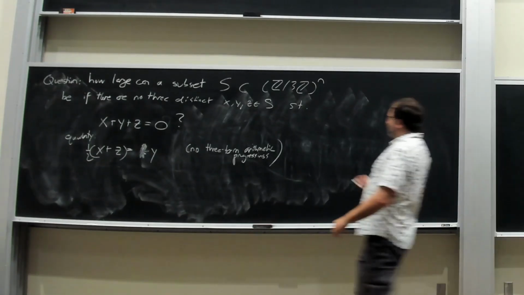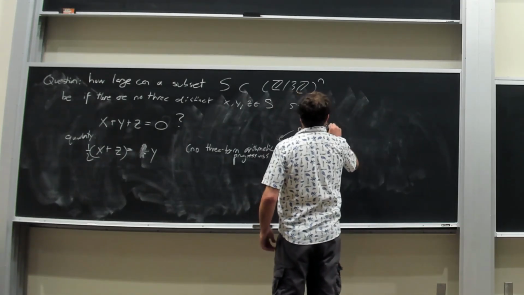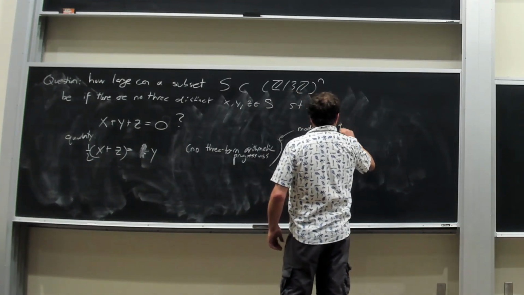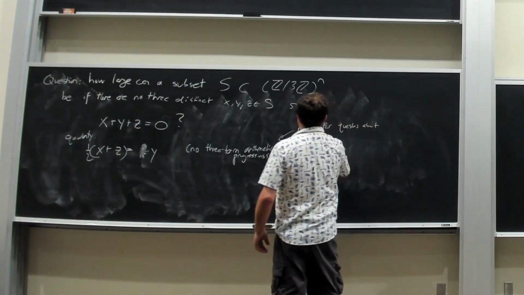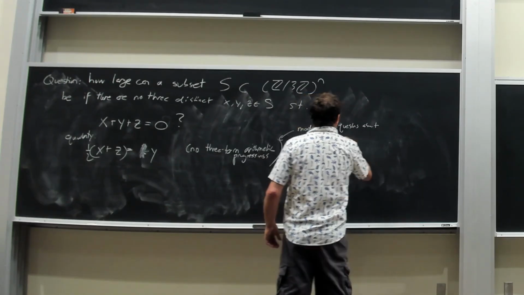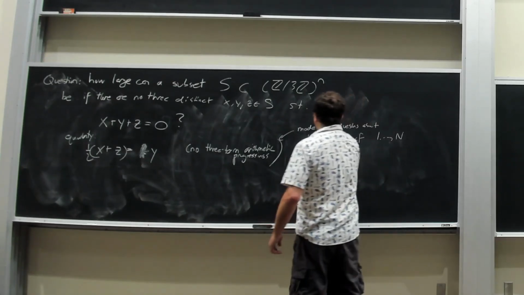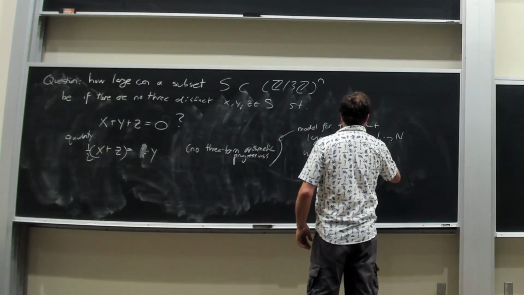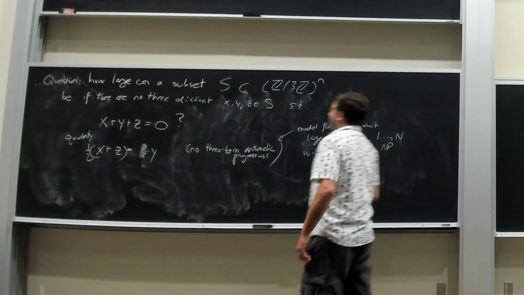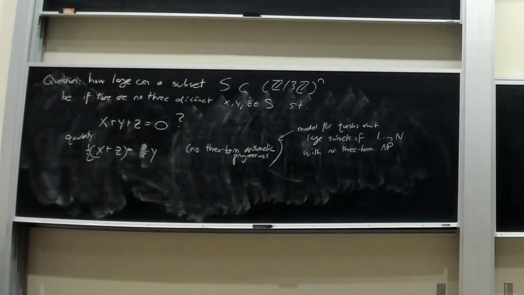So this was originally thought about as a model for questions about large subsets of a sequence of integers 1 through n with no 3-term AP.